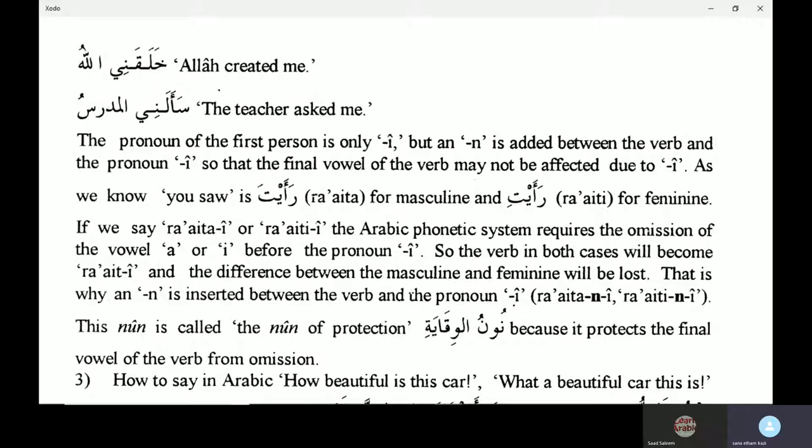As you know, you saw is raita for masculine and raiti for feminine. If we say raita-i or raiti, the Arabic phonetic system requires omission of the vowel fatha or kasra before the pronoun e. So the verb in both cases will become raiti, and the difference between the masculine and feminine will be lost. That is why a noon is inserted between the verb and the pronoun. Raitani, raitini. Okay, did you understand or not?